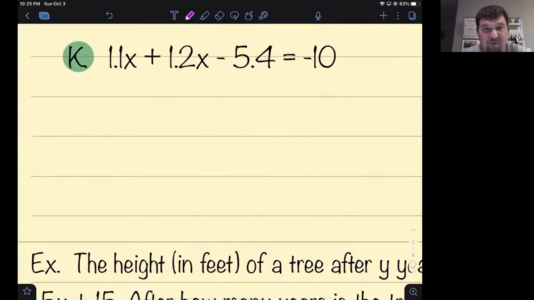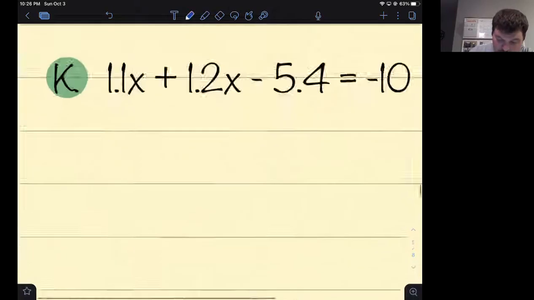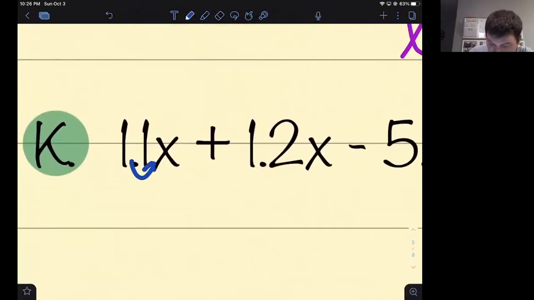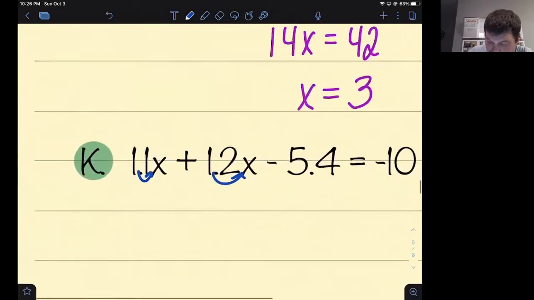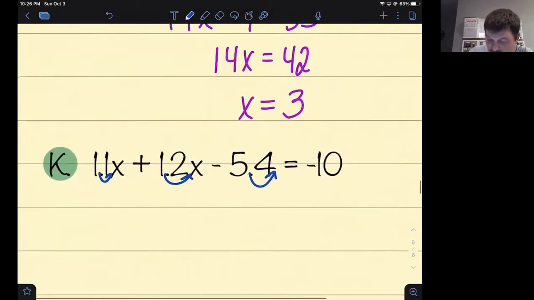Just notice, first of all, they all have 1 decimal place. So all I have to do is slide the decimal point over 1 spot on every single term. And now I've gotten rid of the decimals, and I don't have to work with them anymore. Now, why am I allowed to do that?